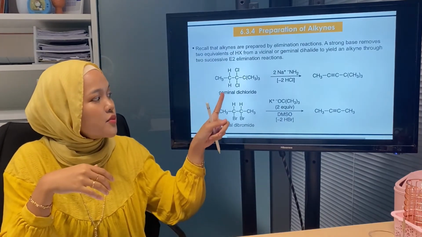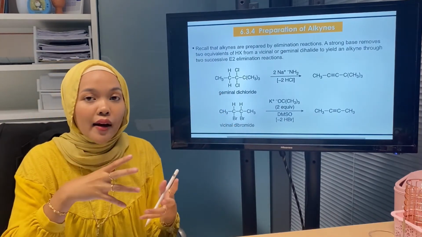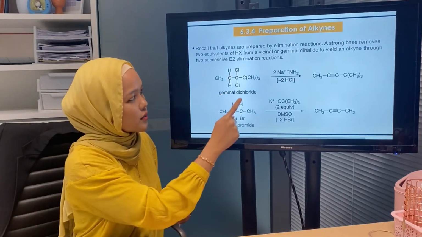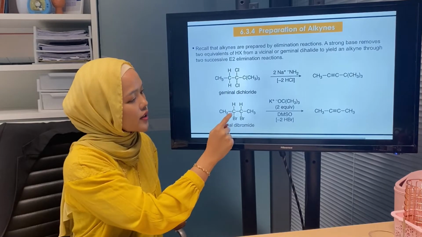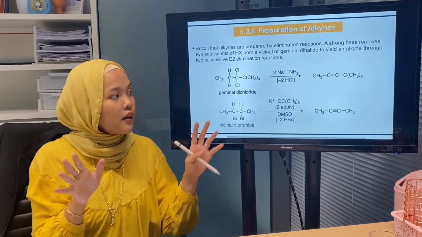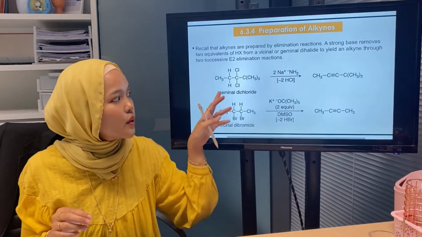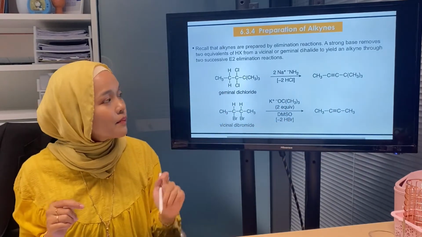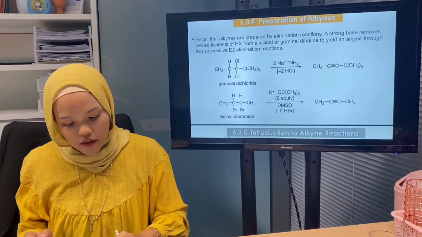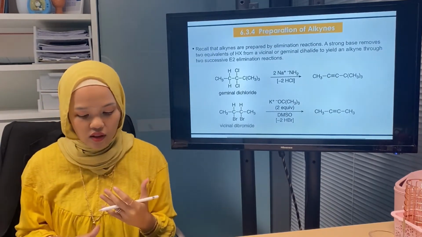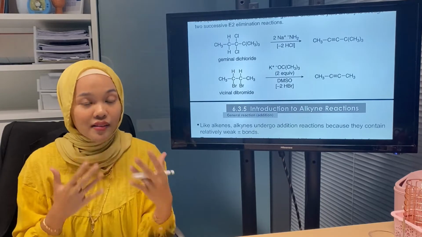For example, from a geminal dichloride, that compound must have two halogen groups like this on the same carbon or different carbons. Anyways, you will get alkyne. Because this is just an introduction, we just want to mention it.